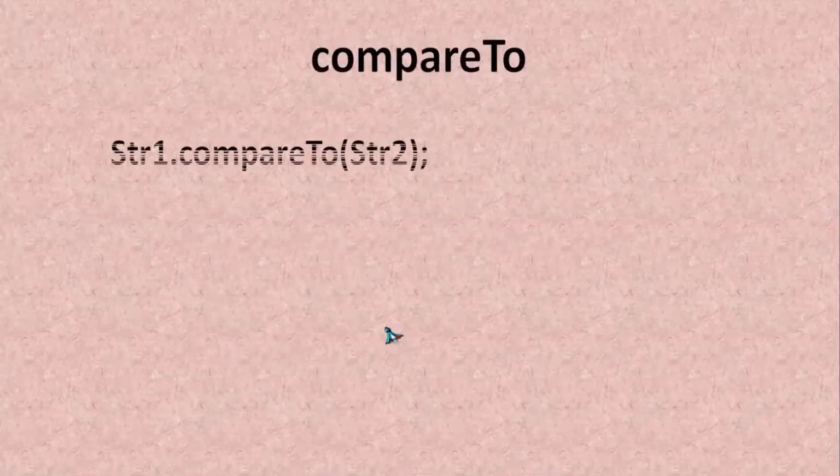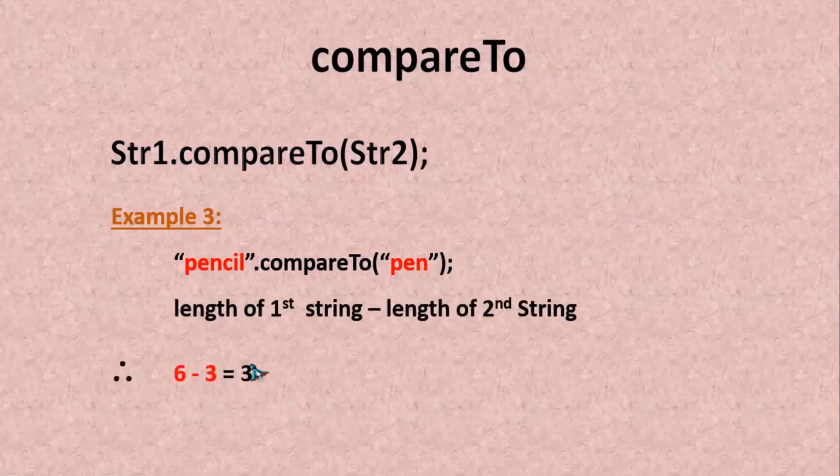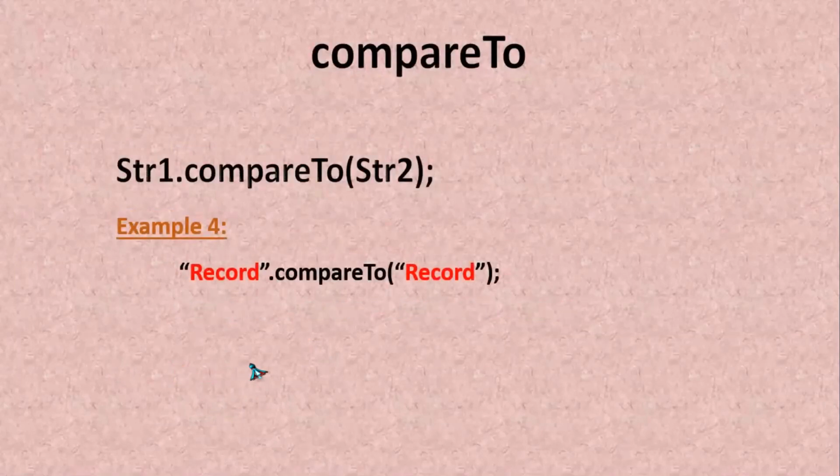Next here I have pencil dot compareTo pen. So it is going to compare these two. See here pen is already there in the pencil. Whatever characters are available later in pencil are not there here. It is going to compare the length. So pencil's length is 6 and the pen length is 3. So 6 minus 3, it is going to be 3 as the output. Next I have here record compareTo record. So both are the same, the output is going to be 0.